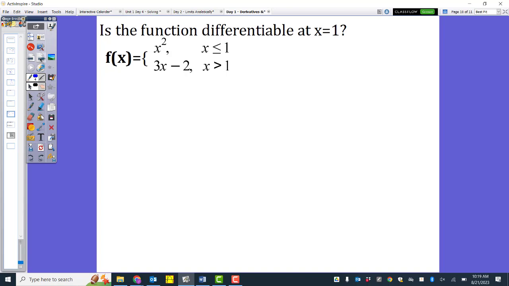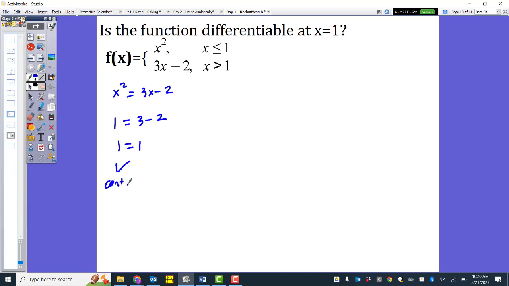Well, the first question is it continuous at x equals 1? So we start by plugging in 1 to both of them and making sure they equal, similar to how we did continuity in the first unit. So we have x squared equals 3x minus 2. Plug in 1, we get 1 equals 3 minus 2, 1 equals 1. So it is continuous.